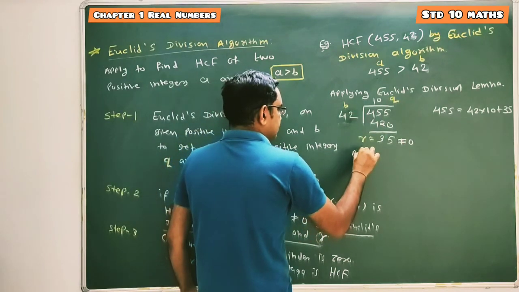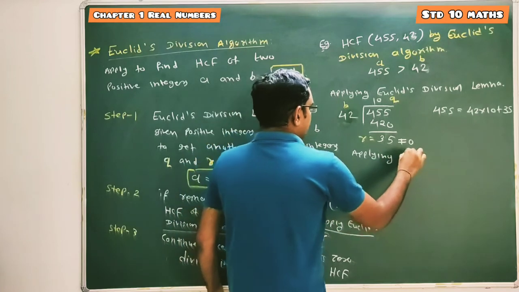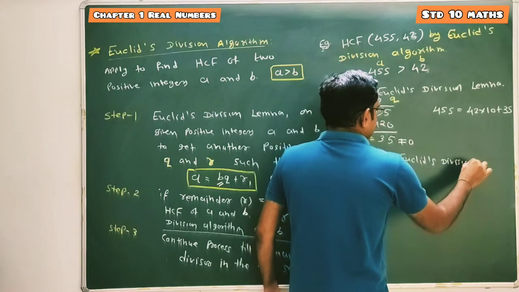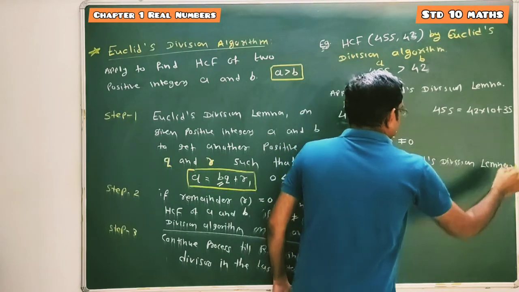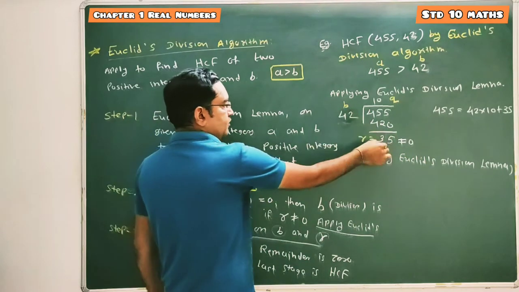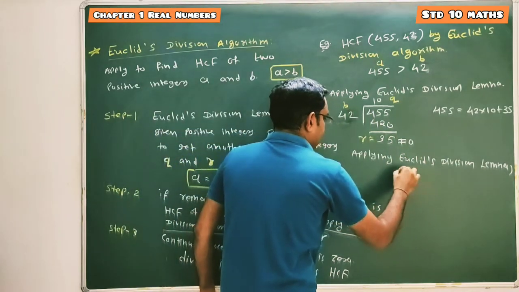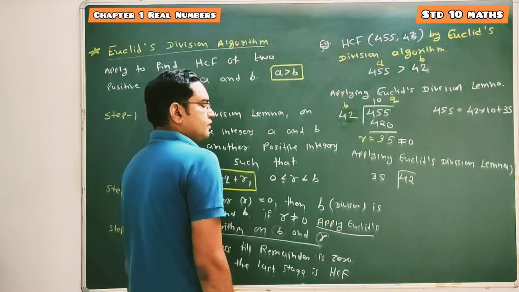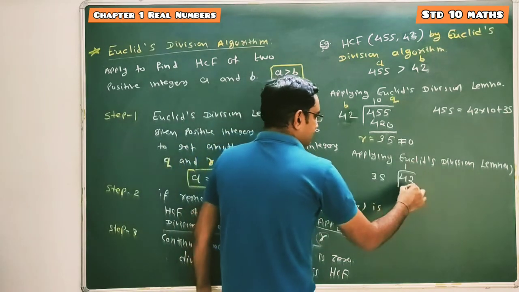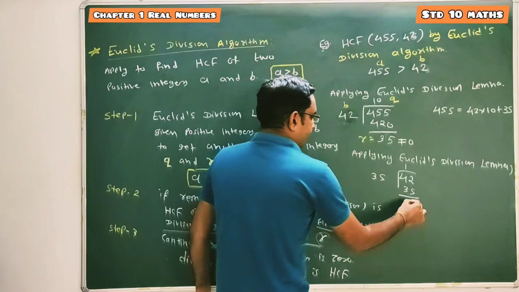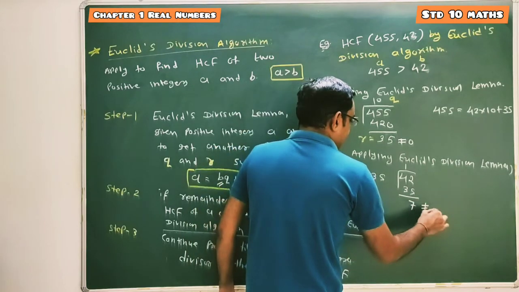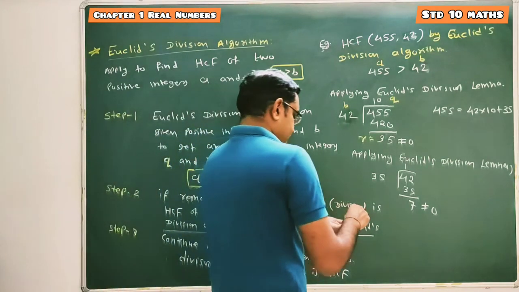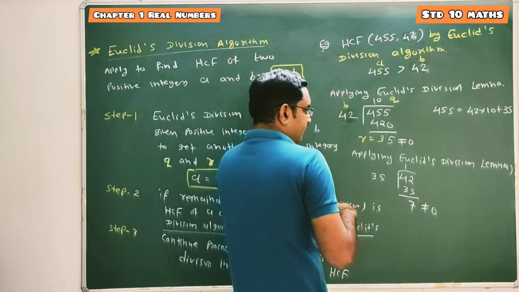So again applying Euclid's division lemma on b and r. So b is 42 and r is 35. Done. So 35 ones are 35. So here remainder is 7. Again remainder is not 0. So continue the process till remainder is 0. Until our remainder becomes 0, we have to continue this procedure.